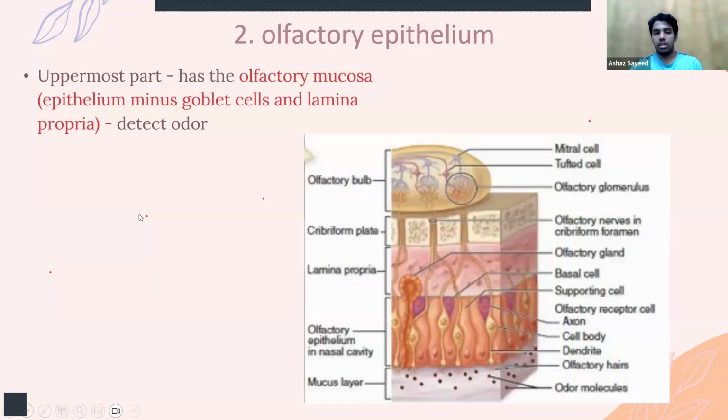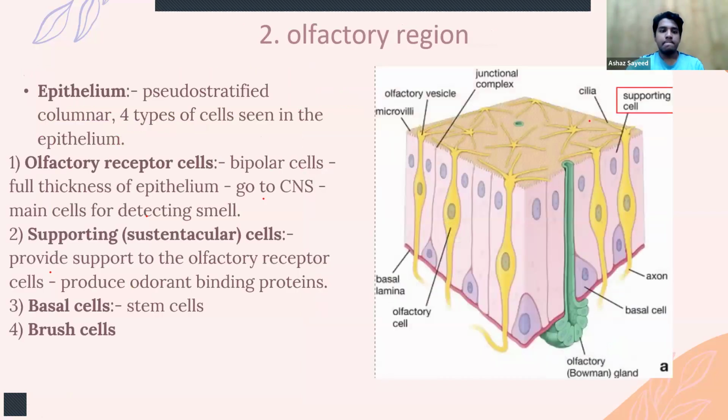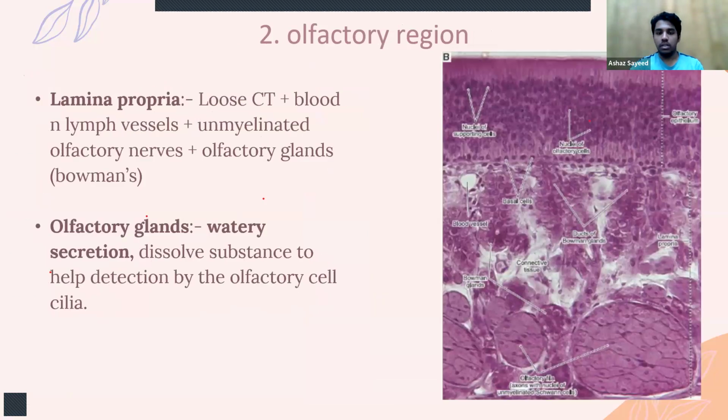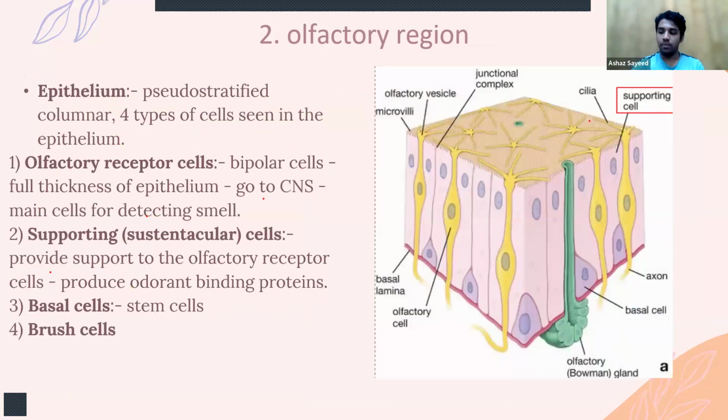The most important function of the olfactory epithelium is detecting odor. Whenever you smell something good or something bad, it's because of the olfactory epithelium doing its job. Okay? The epithelium is again pseudostratified columnar, and it has four types of cells. The two most important ones are your olfactory receptor cells. These are bipolar cells, and they go through the full thickness of the epithelium.